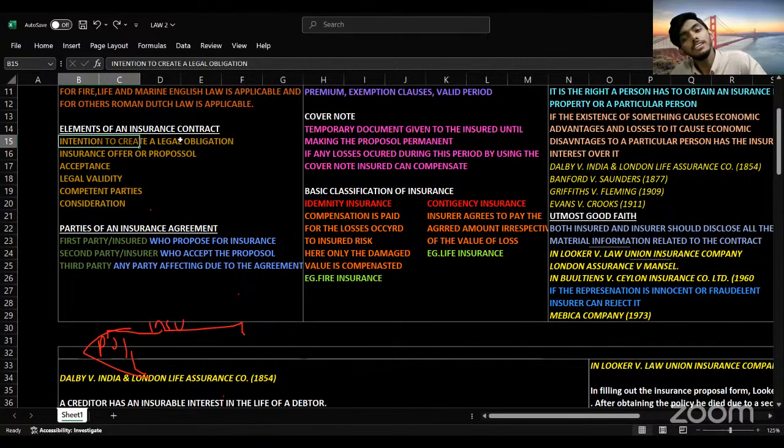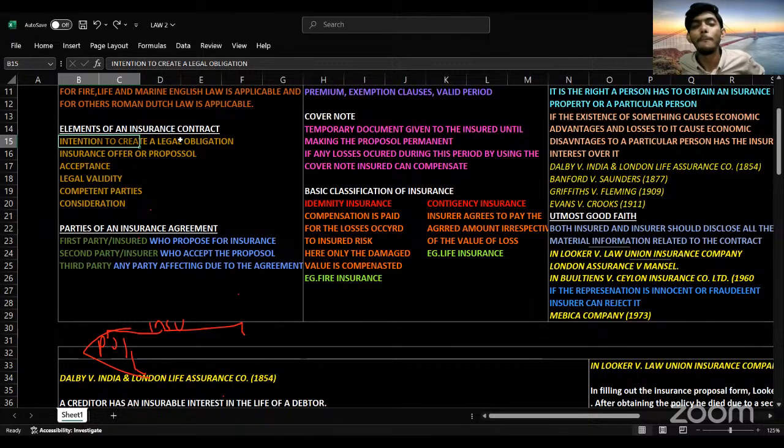Then the insurance company will evaluate all the necessary things which you have mentioned in the offer or the proposal, and if it's acceptable, if you have maintained the utmost good faith, and if there are no material misrepresentations, obviously kids they'll accept it. And the next one is legal validity. They'll check whether it is legally accepted, or complies with the law, in order to provide you the coverage or the policy.